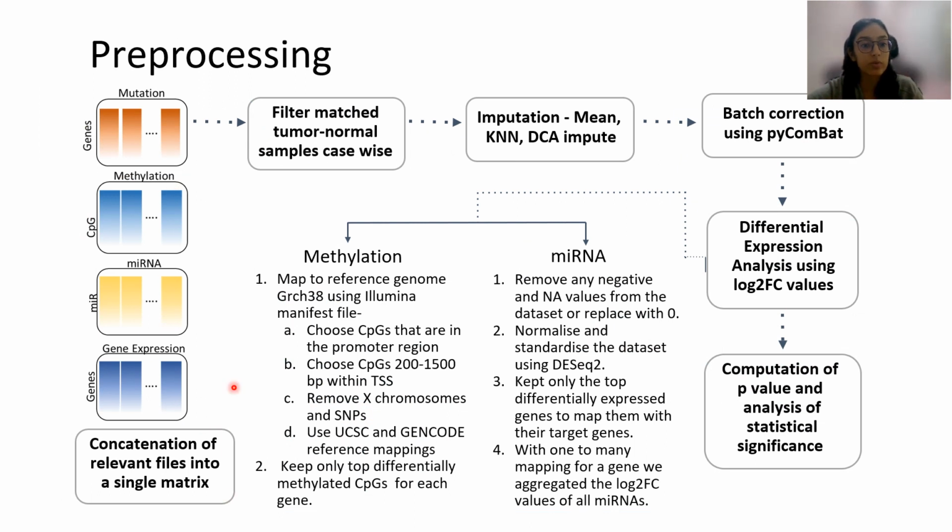In pre-processing, we first concatenate all patient and case information into a single matrix for each omics data. We filter the samples such that we only have matched tumor-normal samples. After which, we use 3 methods to perform imputation: mean, KNN, and DCA impute. We use the Python version of ComBat called PyComBat to perform batch correction, and differential expression analysis is done using log2 fold change values. Finally, we compute the p-values to analyze the statistical significance of the nodes.